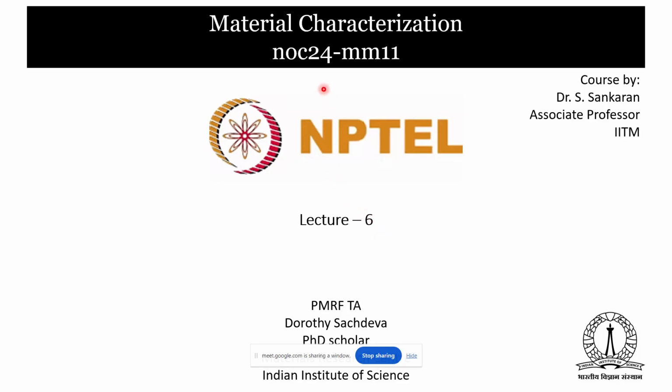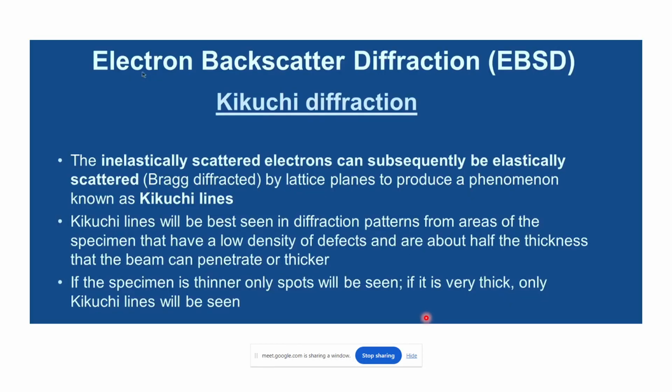So today is the sixth lecture of this material characterization course, which is provided by Dr. S. Sankaran from IIT Madras. And here am I, Dorothy Sachdeva, your PMRF TA, and I am doing my PhD at the MRC department at the Indian Institute of Science, Bangalore. So in the previous lectures we have learnt about optical microscopy, and then we learnt about the SEM techniques. For the last two lectures we have been studying the SEM and how the different electrons from the SEM can give you information depending upon your requirement.